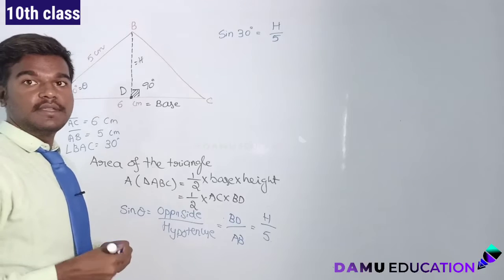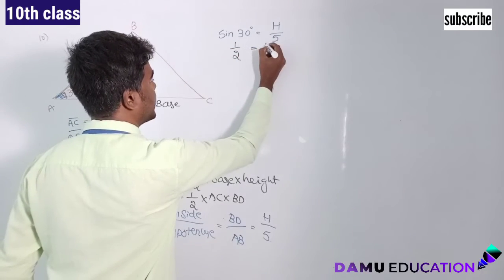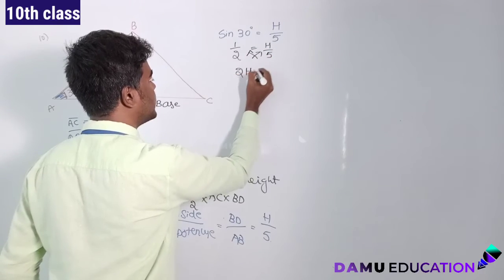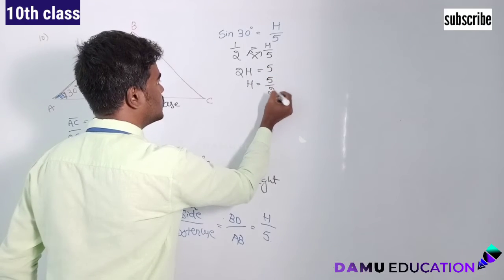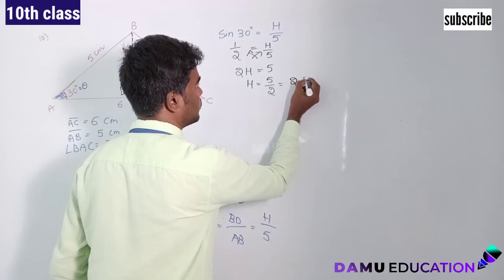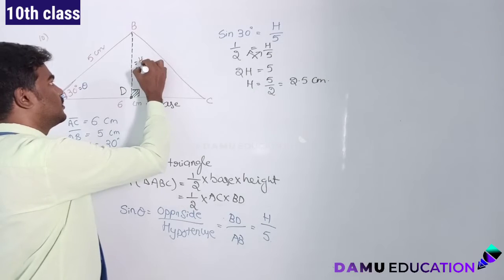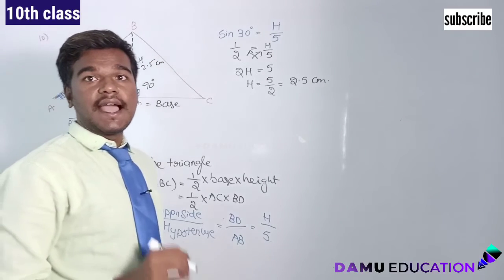Sine 30 is 1 by 2. So 1 by 2 equals H by 5. Cross multiply: 2H will be equal to 5. Then H will be equal to 5 by 2, which is 2.5 centimeter. Height is 2.5 centimeter. Then we got the height.